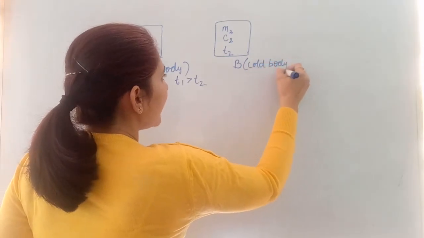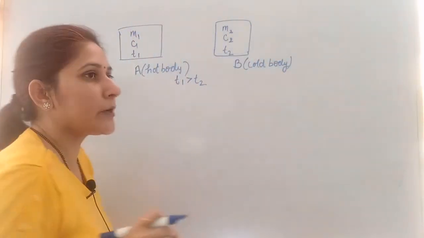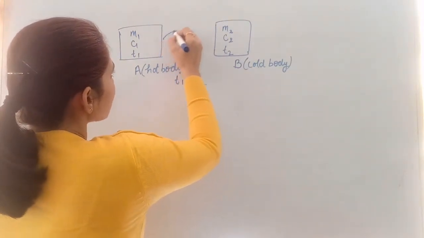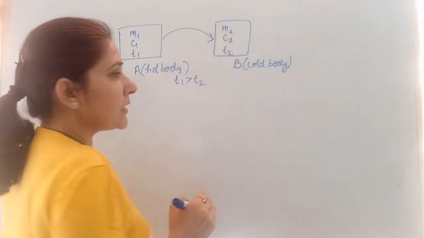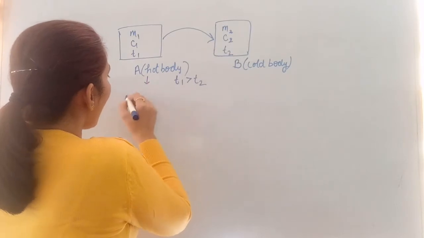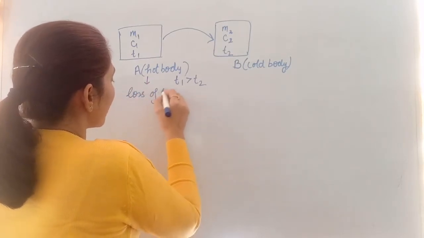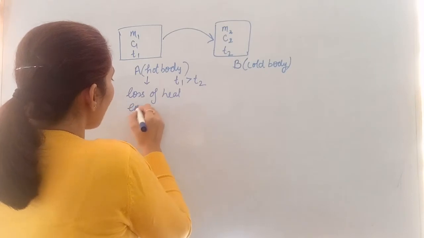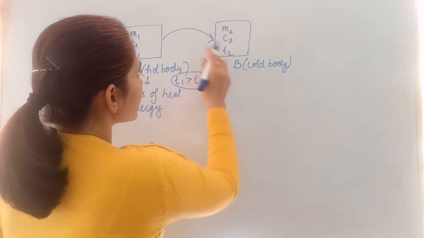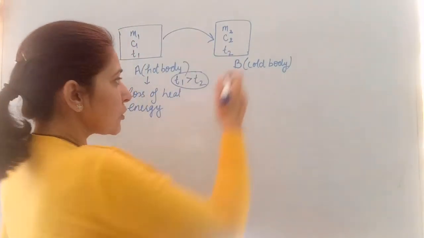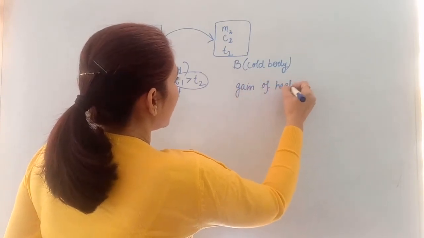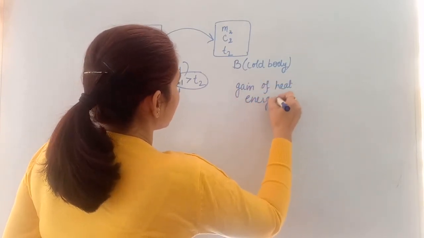Now what will happen when we place these two bodies in contact with each other? Heat will transfer from the hot body to the cold body when they are placed in contact. There is a loss of heat energy from body A, and definitely body B, as it is a cold body, is going to gain heat from A. So there is a gain of heat energy.